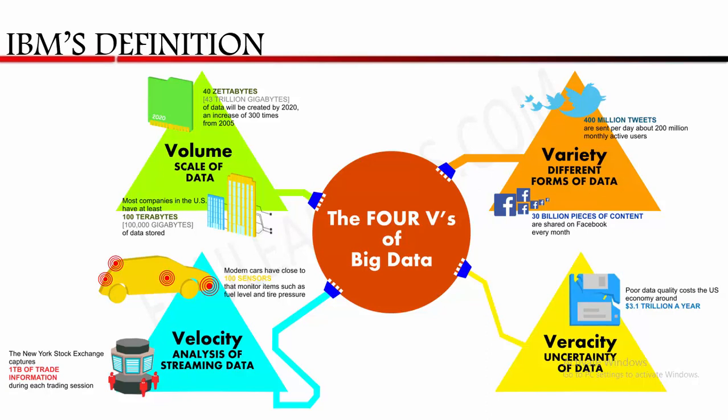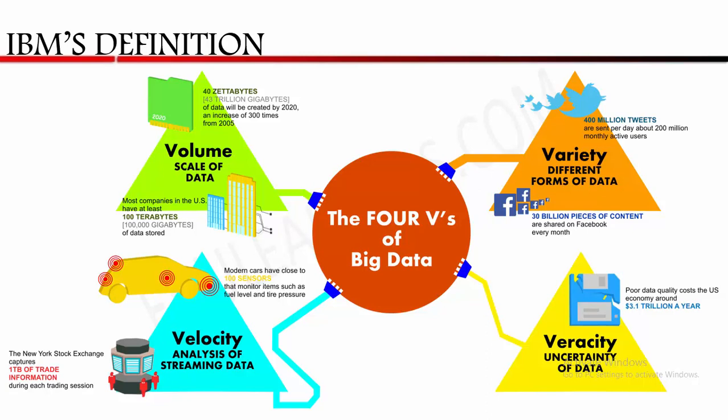First V, velocity. The velocity is the speed at which the data is created, stored, analyzed and visualized. Whereas second V, volume. 90% of all data ever created was created in the past 2 years. From now on, the amount of data in the world will double every 2 years.